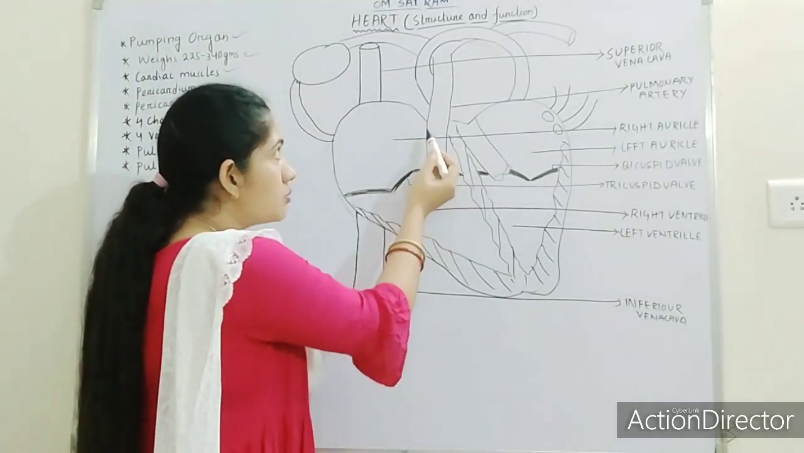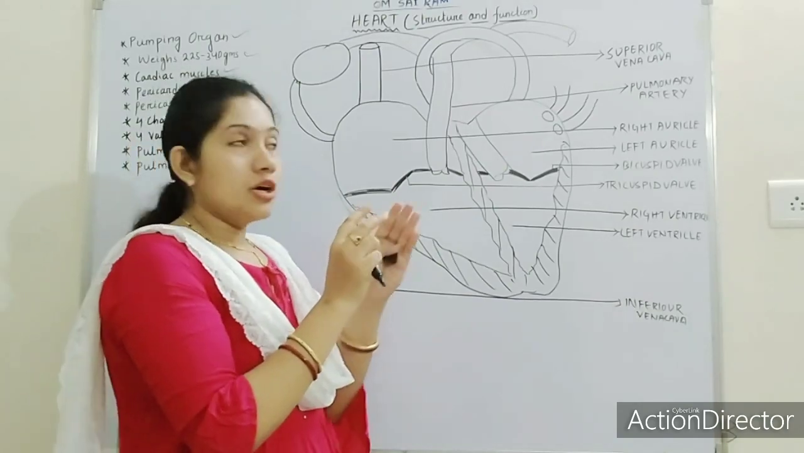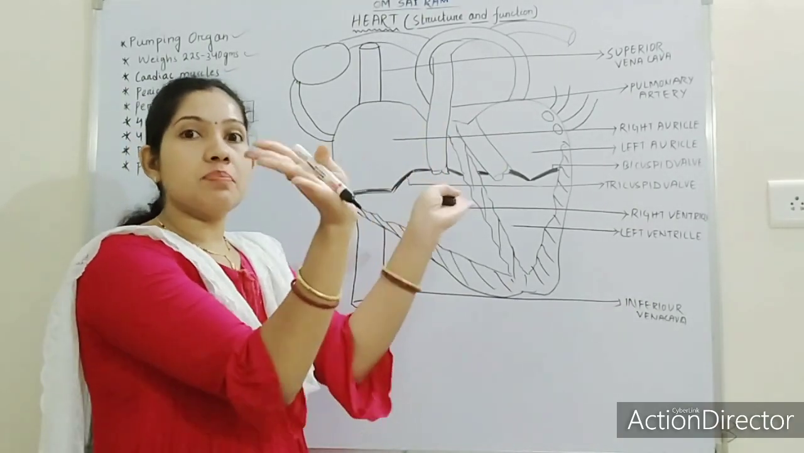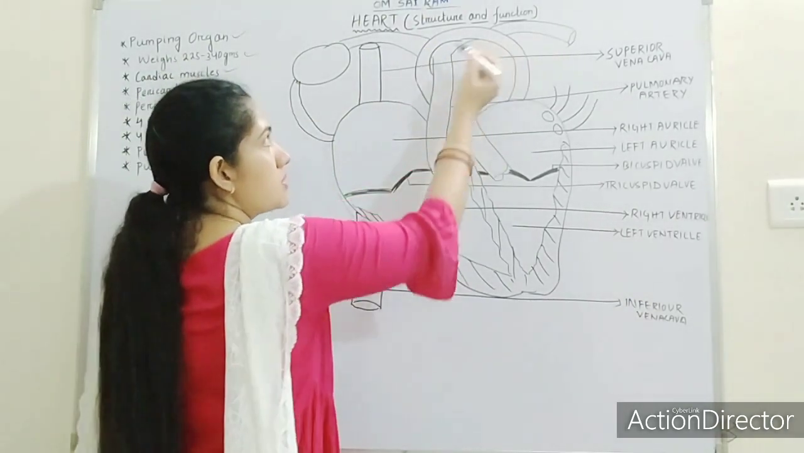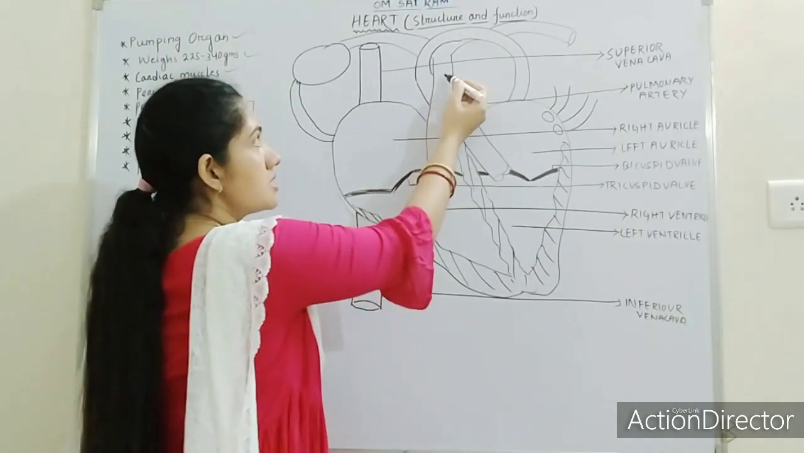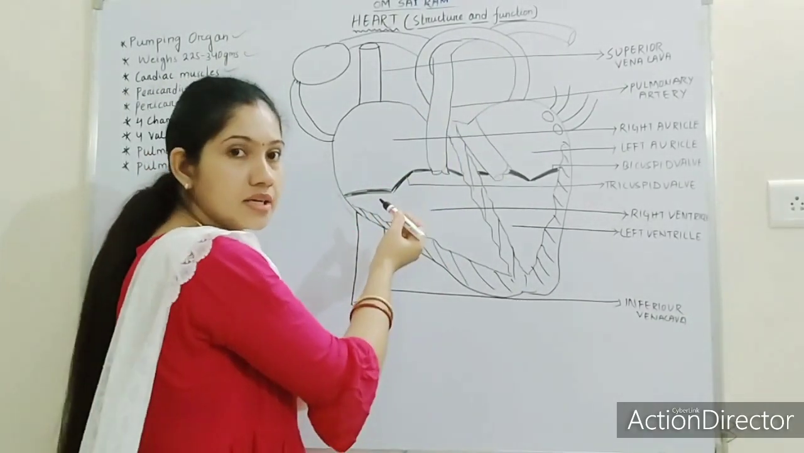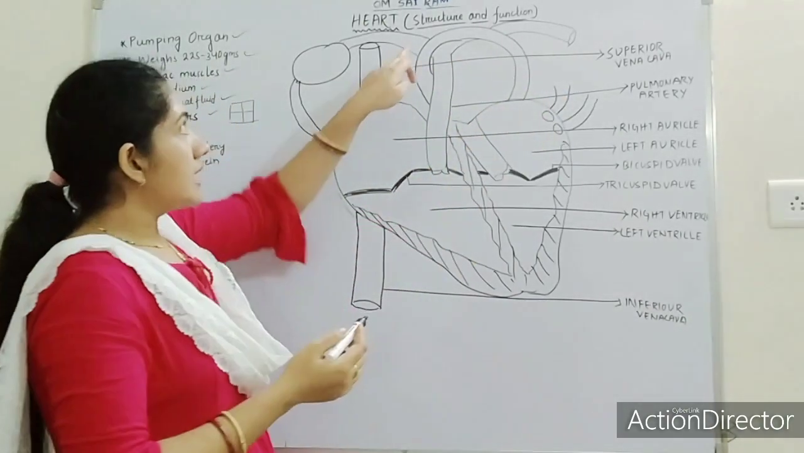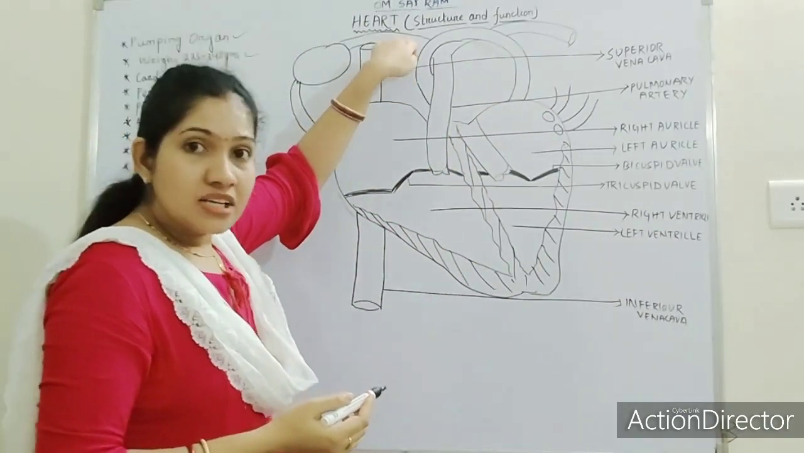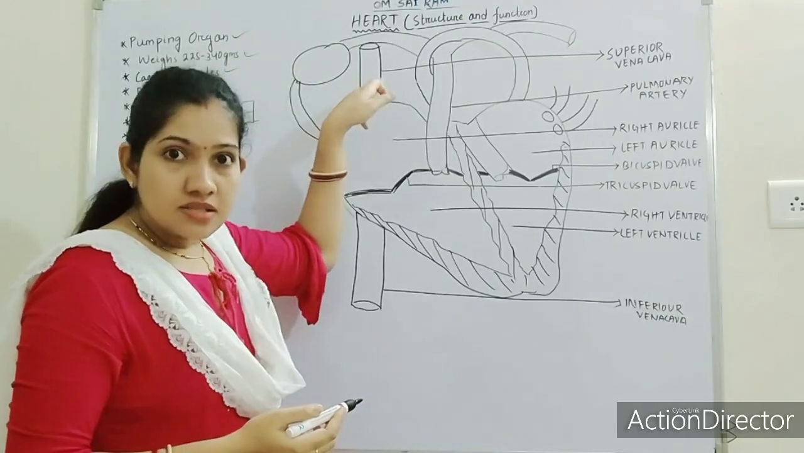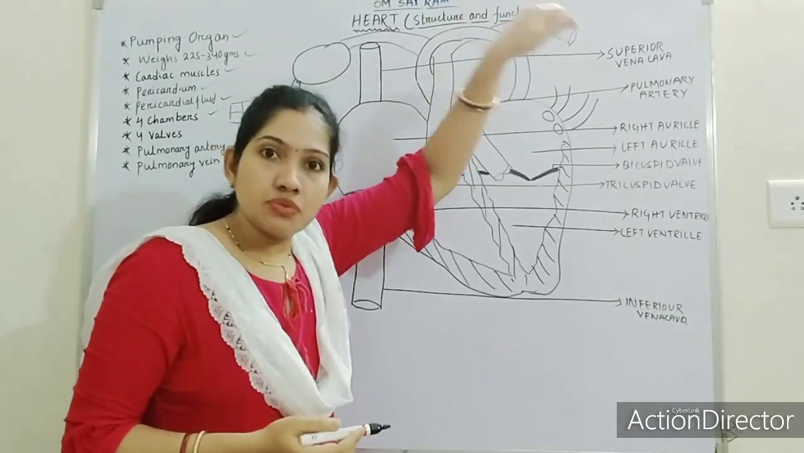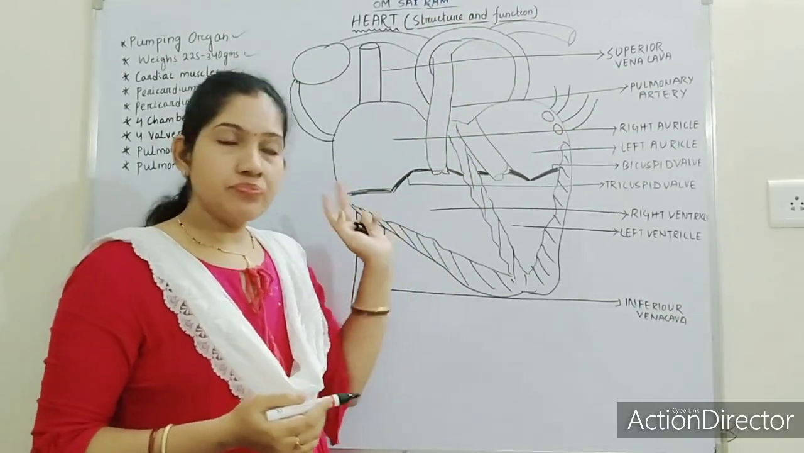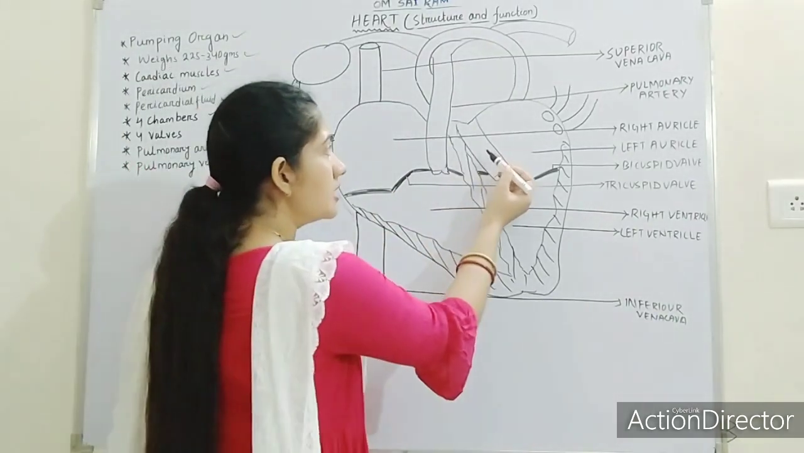Then it moves on, and when it leaves the heart, it will separate. This is the separation. Can you see? This is the separation of the pulmonary artery, towards the right hand side and left hand side. The right branch will meet with the right lung. The left branch will meet with the left lung.